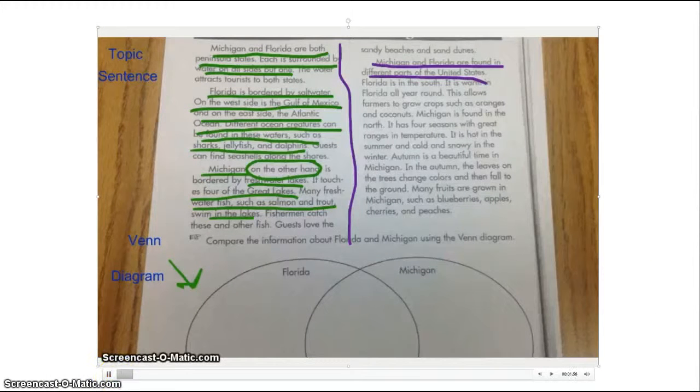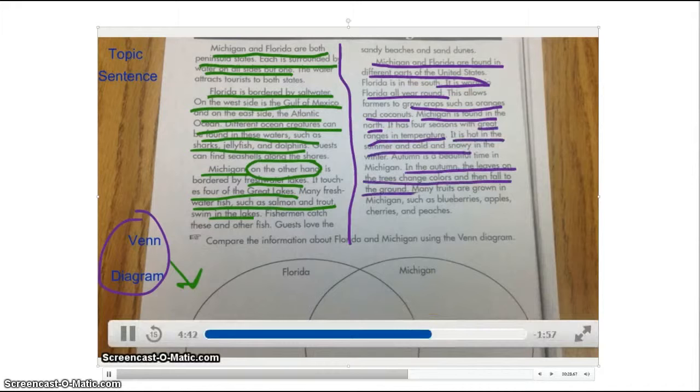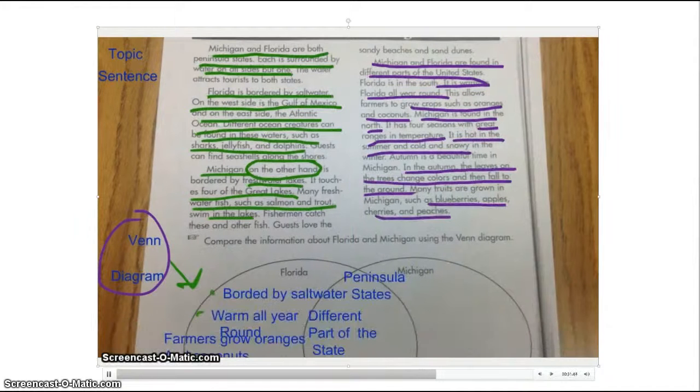we can put that on our Venn diagram whenever we get down to that. It is warm all year round. Florida is warm all year round. It allows farmers to grow crops such as oranges and coconuts. Michigan is found in the north. We can underline that. It's found in the north. It has four seasons with great ranges of temperature. It has peaches too. They're on different parts of the state. And those two things go the most.